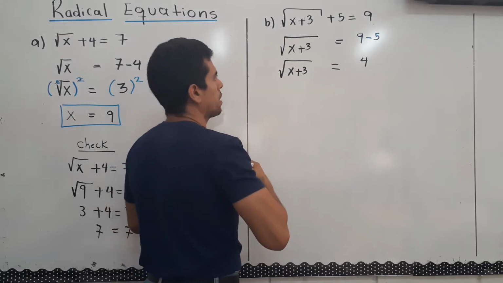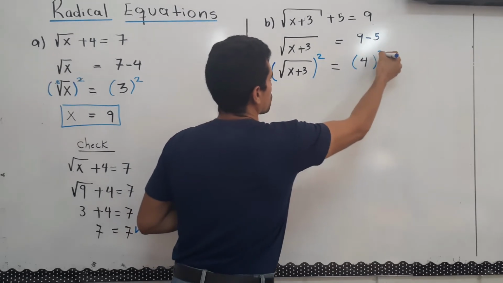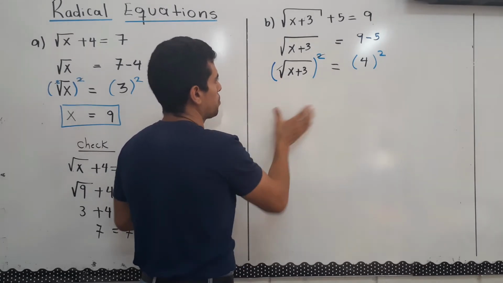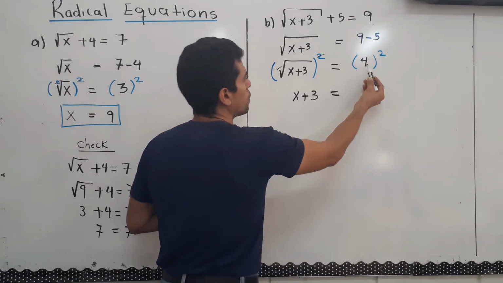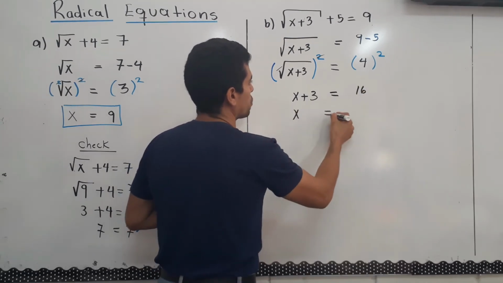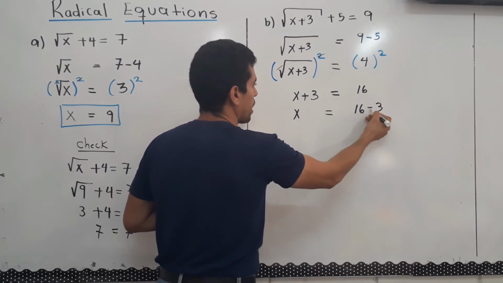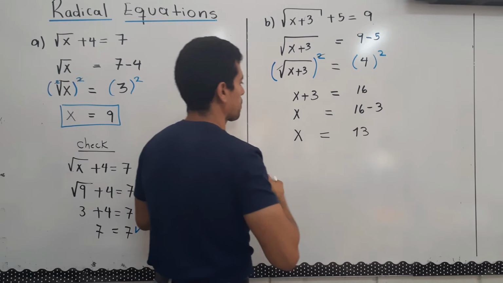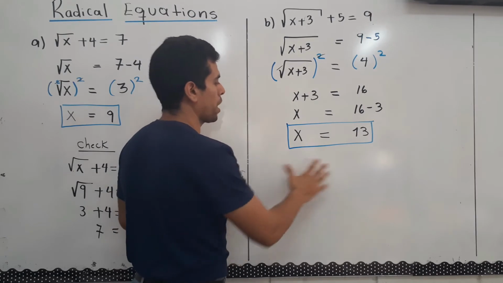Then the same idea like in exercise number 1. You elevate this to the 2 and you elevate the 4 to the 2. So here you cancel the indexes like that. And x plus 3 is going to be out. So x plus 3 equal to 4 to the 2 is 4 times 4, 16. Then x is going to be equal to 16 minus 3. Here is positive. If you move it to the other side, you're going to change the sign. So x is equal to 13. Okay? Then you are going to do the check in your house.